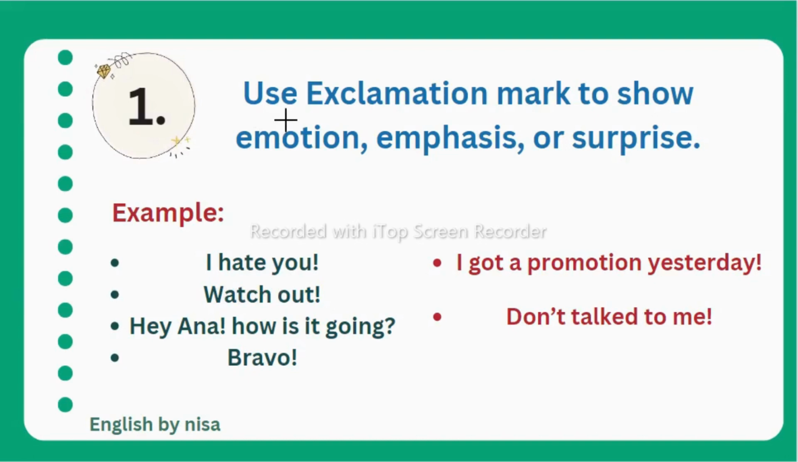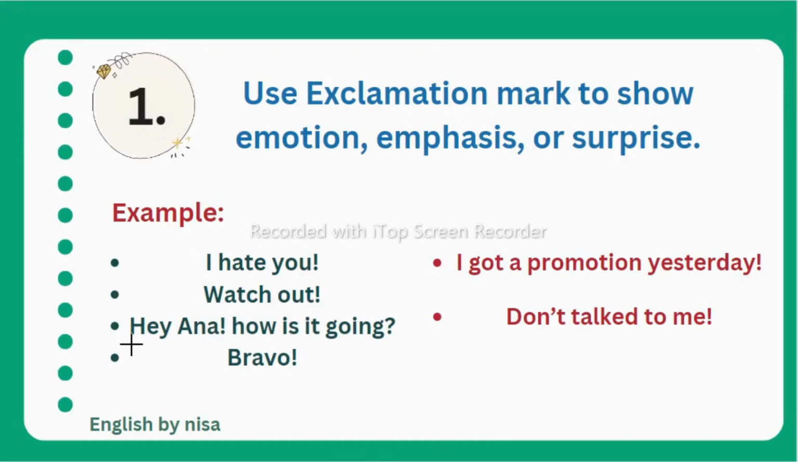Rule number 1: use an exclamation mark to show emotion, emphasis, or surprise. For example, "I hate you!" Here you are showing your emotion, that's why you put an exclamation mark at the end of your sentence. Now let's see the second example, "Watch out!" Here you are emphasizing this word, so you put an exclamation mark here.